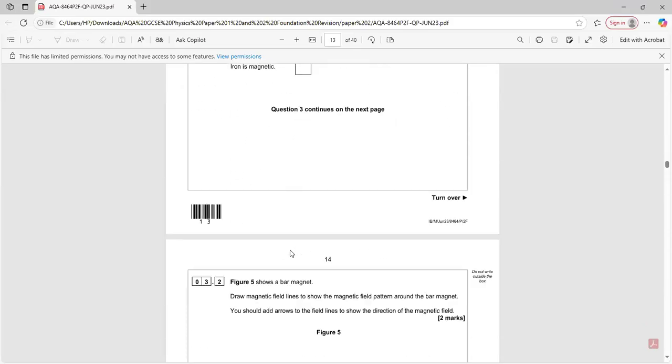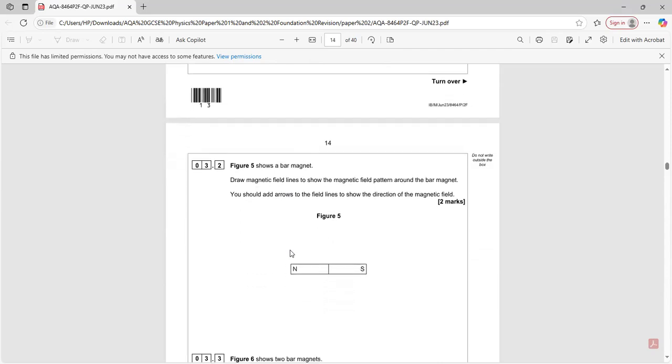The next question. Figure 5 also shows a bar magnet. It says, draw magnetic field lines to show the magnetic field pattern around the bar magnet. You should add arrows to the field lines. Of course, if you don't add arrows, forget it. They are not field lines. There's no way they can be field lines. You should add arrows to the field lines to show the direction of the magnetic field.